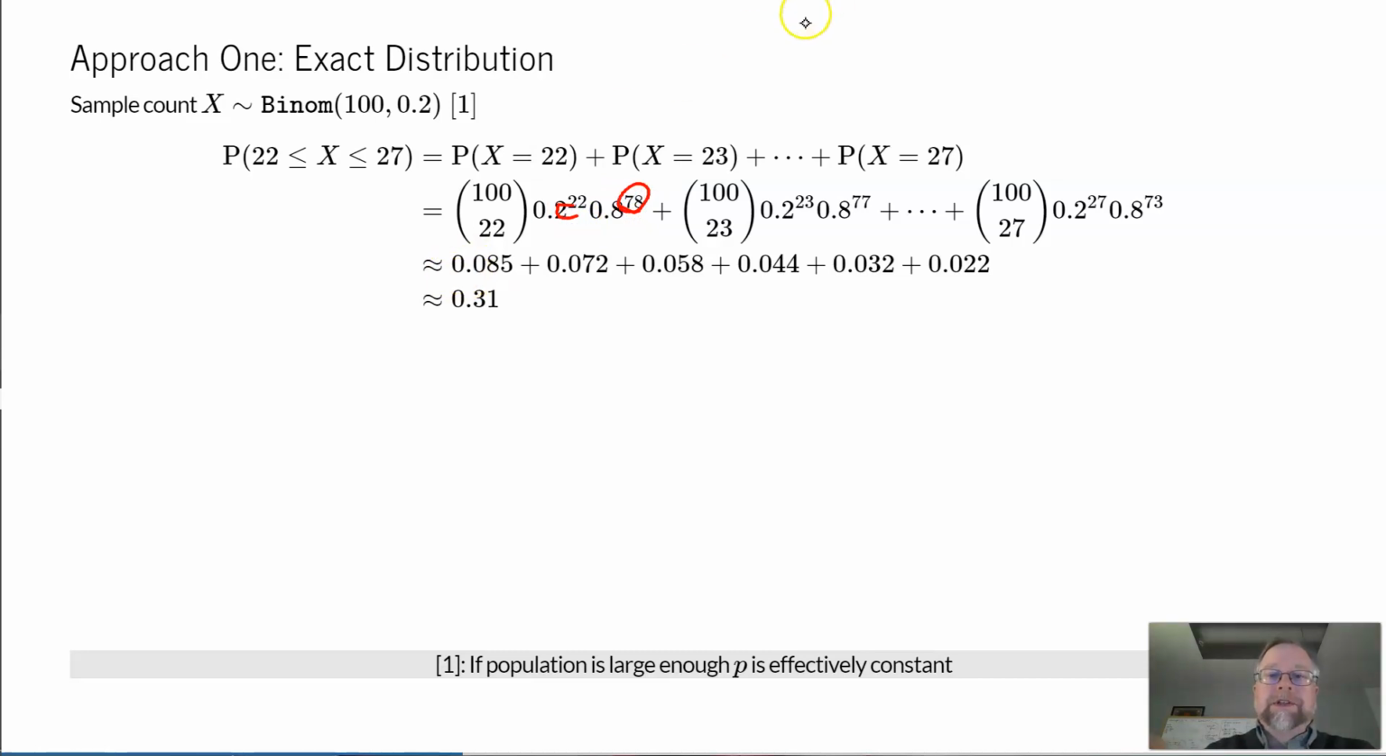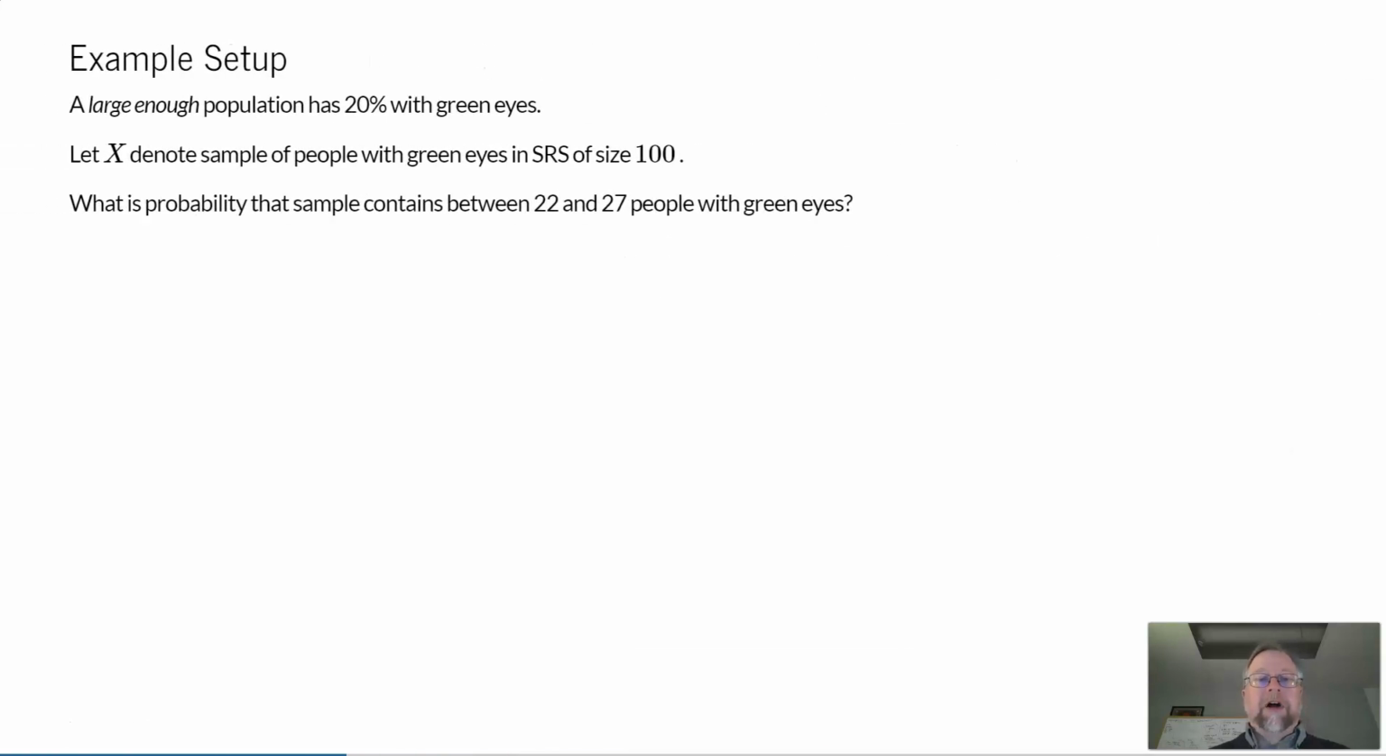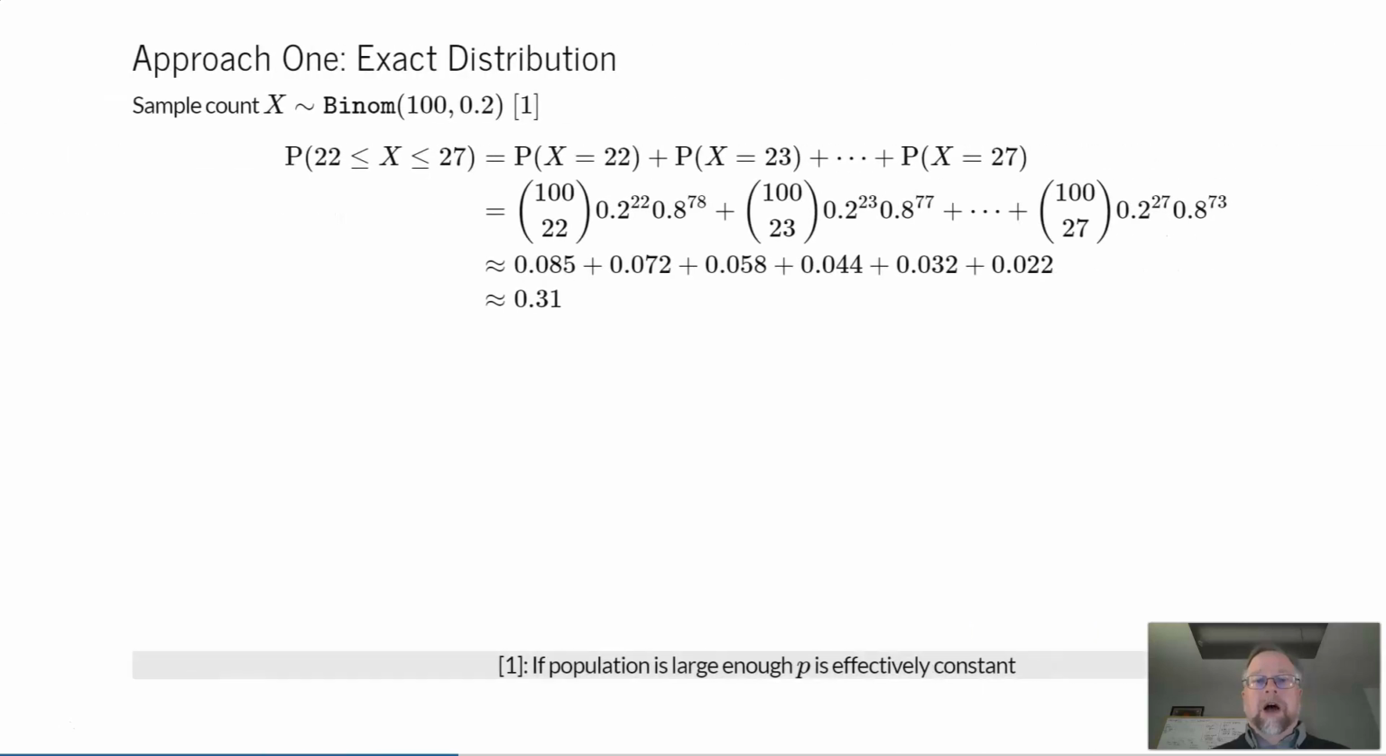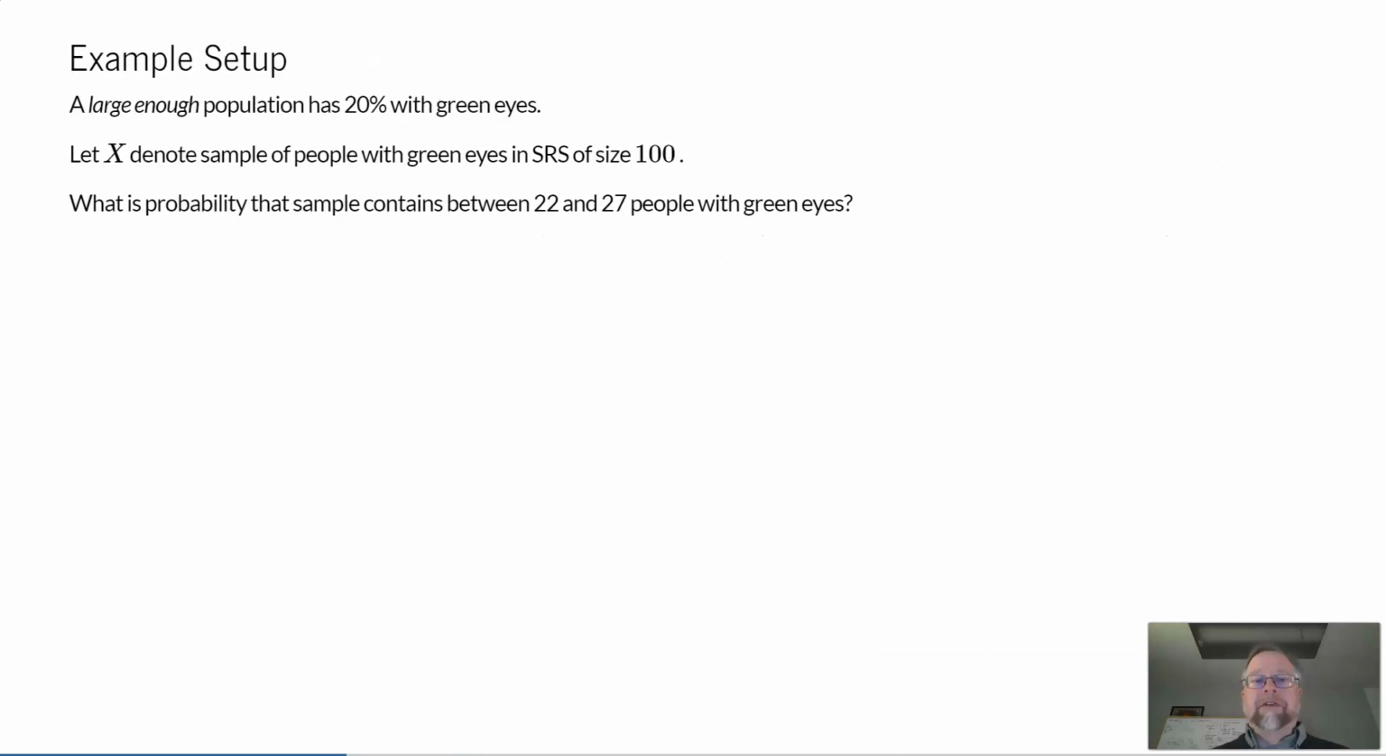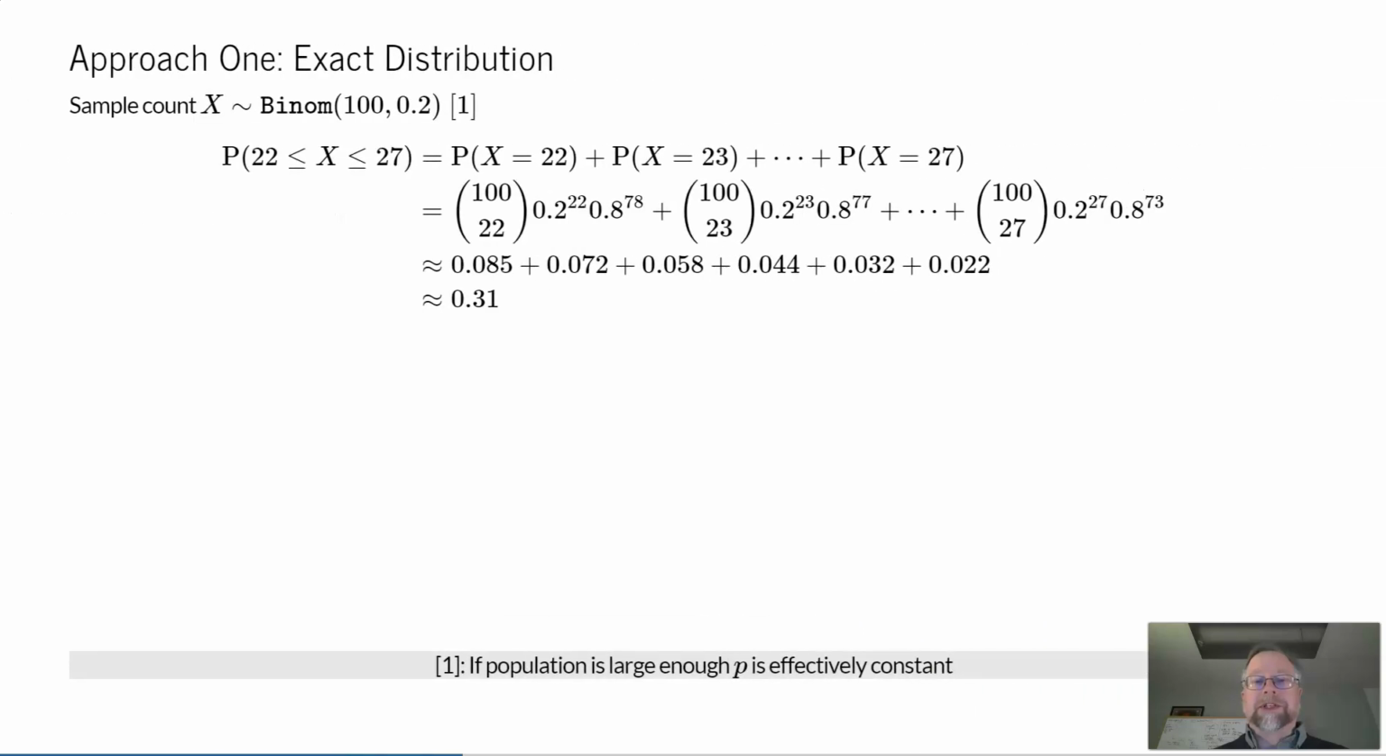So this is 0.085, the probability that x is 22. 0.72, rounded of course, is the probability that x is 23, that x is 24, that x is 25, that x is 26, and that x is 27. And you add them all up, and you'll get our answer, 31. So, out of all of the samples of size 100, about 31% of them should have a count of people with green eyes between 22 and 27.